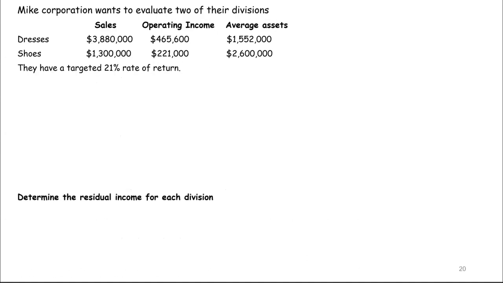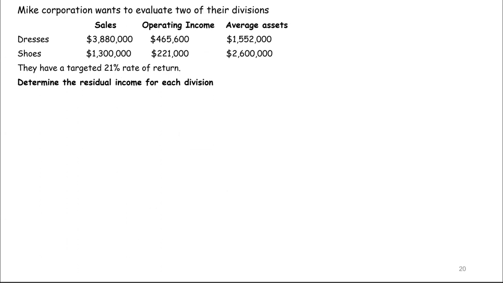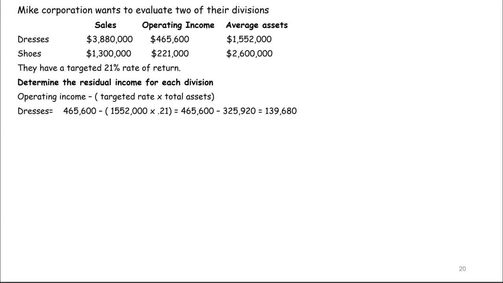Now, what about residual income? Oh, now we have residual income. Sorry, we didn't do that one yet. Okay, and it looks like shoes doesn't generate any.